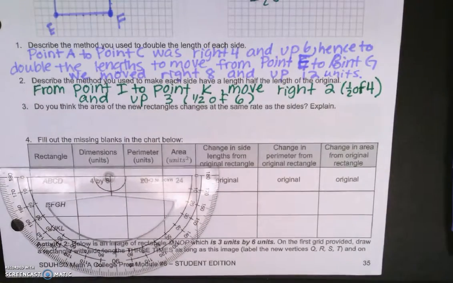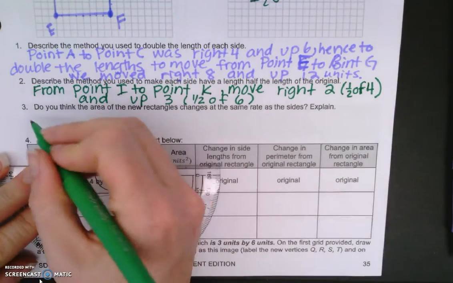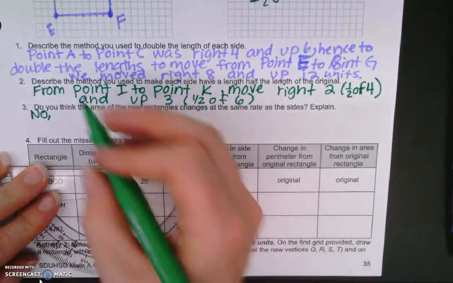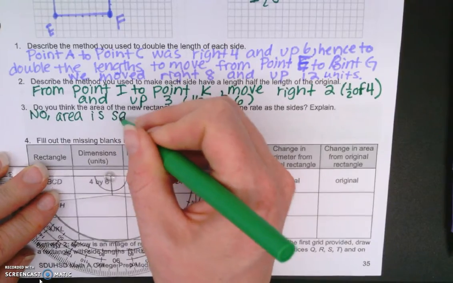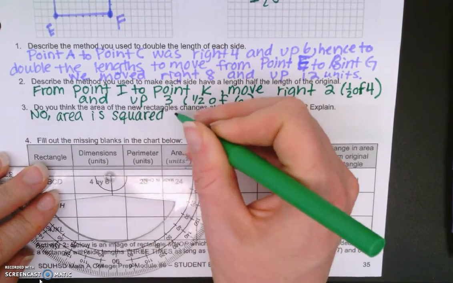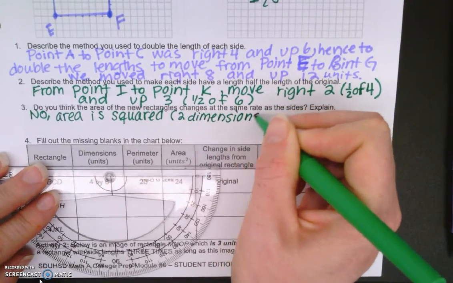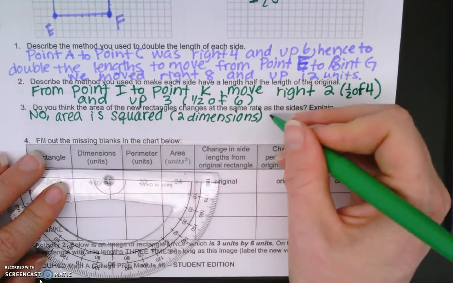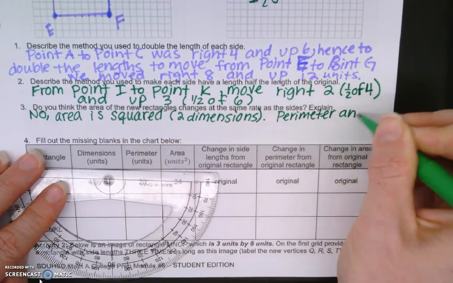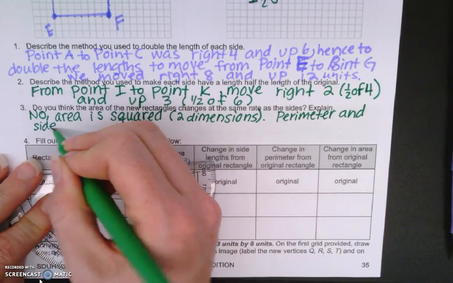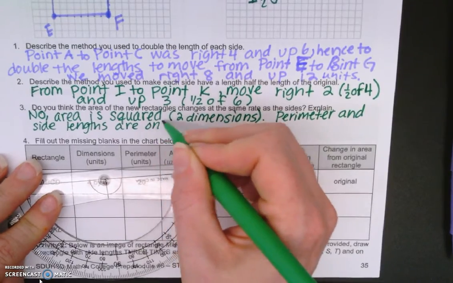So let's look at number 3. Do you think the area of the new rectangles change at the same rate as the sides? No. We just saw that above. No. Area, and this is because area is squared. Notice our units were units squared. And that means 2 dimensions. Perimeter and side lengths are only one dimension.